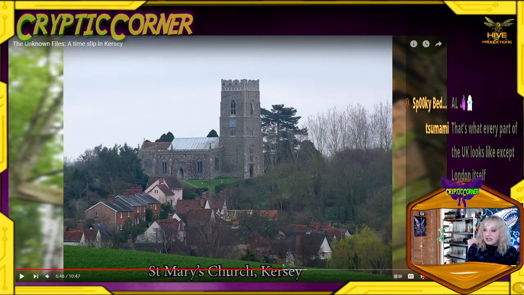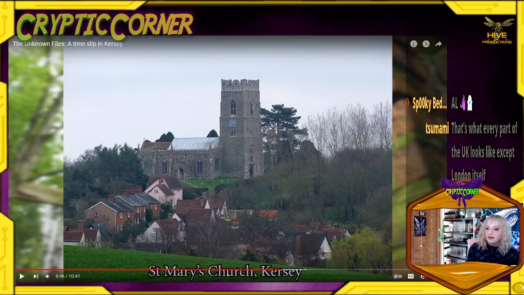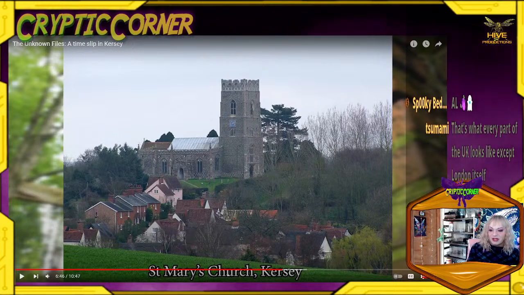But I do think this village looks very quaint and antique. And that church definitely looks antique. I feel like I'd step back in time walking through this place too.